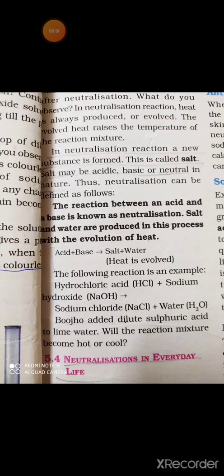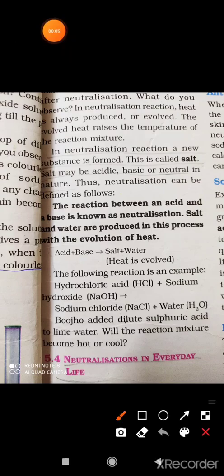So the next topic is neutralization, and it is a very important topic. What is the meaning of neutralization? You know about acids and you know about bases. When we add an adequate amount of acid and an adequate amount of base, they react to form salt. It is a chemical reaction, so it forms salt and water.